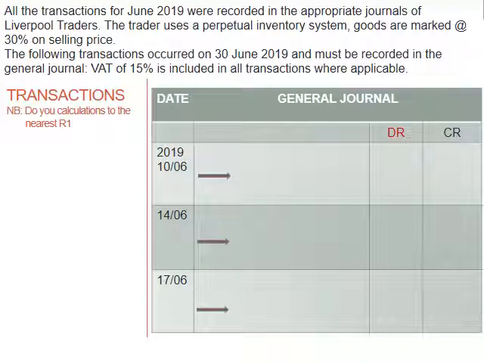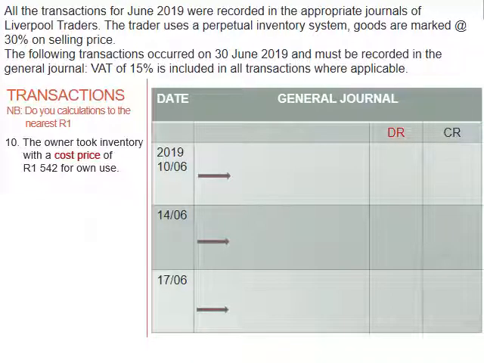Let's work on the following example. All the transactions for June 2019 were recorded in the appropriate journals of Liverpool Trader. The trader uses a perpetual inventory system. Goods are marked at 30% on selling price. The following transactions occurred on the 30th of June 2019 and must be recorded in the general journal. VAT of 15% is included in all transactions where applicable. Do your calculations to the nearest £1.